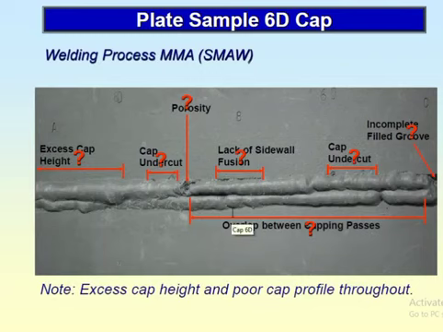In the welding process, this is another plate, the 6D, the cap, how it looks like. Excess cap height is here, excess cap height, cap undercut. How to accept or reject excess cap height, you have to check on that page. I already told you that in the third or fourth page they mention the acceptance criteria. So from there you have to check and confirm whether it is accept or reject. Porosity, cap undercut, lack of sidewall fusion, cap undercut, here also incomplete fill groove, everything is there. So you can understand here.